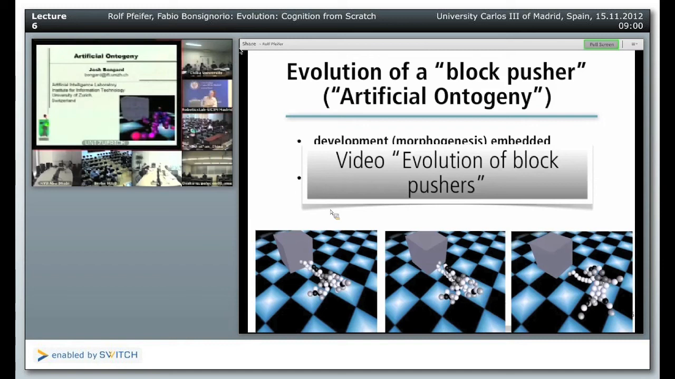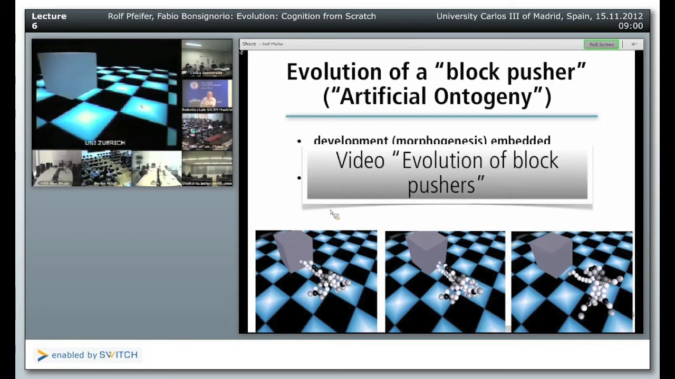Artificial ontogeny is a system for automatically evolving virtual robots or agents in a three-dimensional physics-based simulation for various user-defined tasks. In our first set of experiments, we evolved agents to push a large block in their environment as far as possible during a fixed time period.